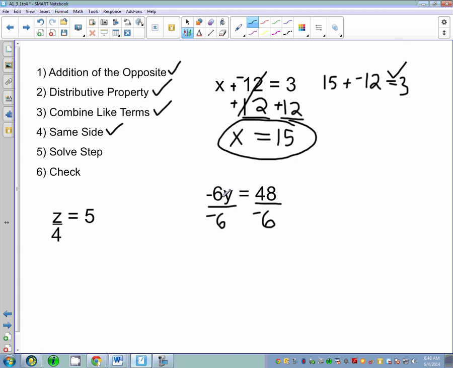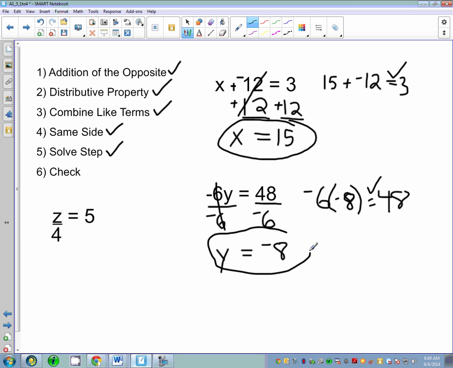Negative 6y divided by negative 6, they will cancel, leaving you with y. And 48 divided by negative 6 equals negative 8. That's the solve step. To check this, we want to see if negative 6 times negative 8 equals positive 48. 6 times 8 is 48, and remember, a negative times a negative is a positive. So the solution here is y equals negative 8.